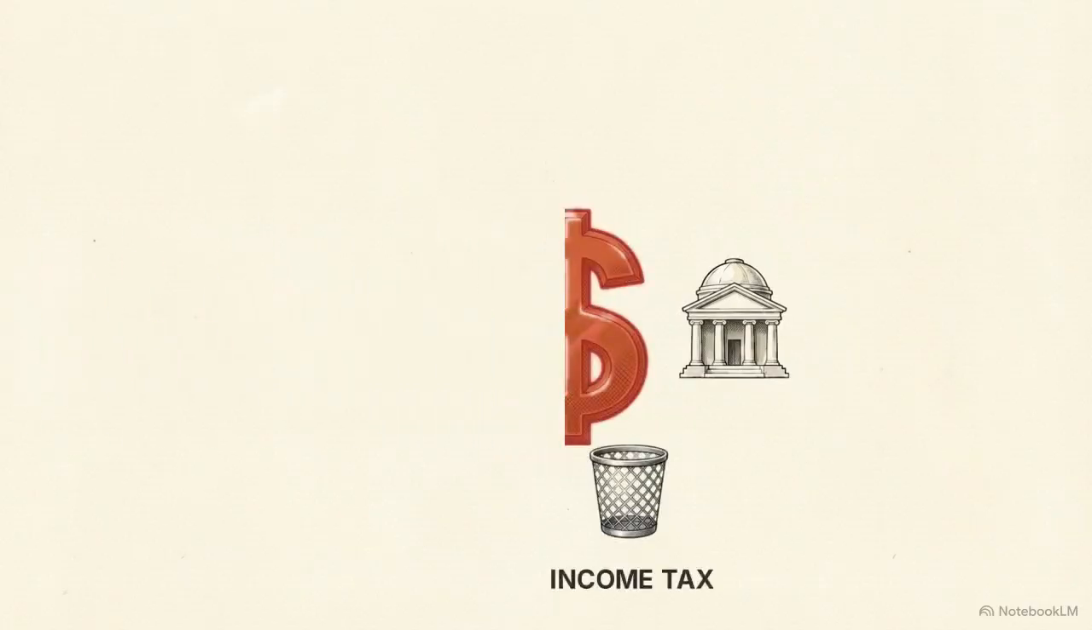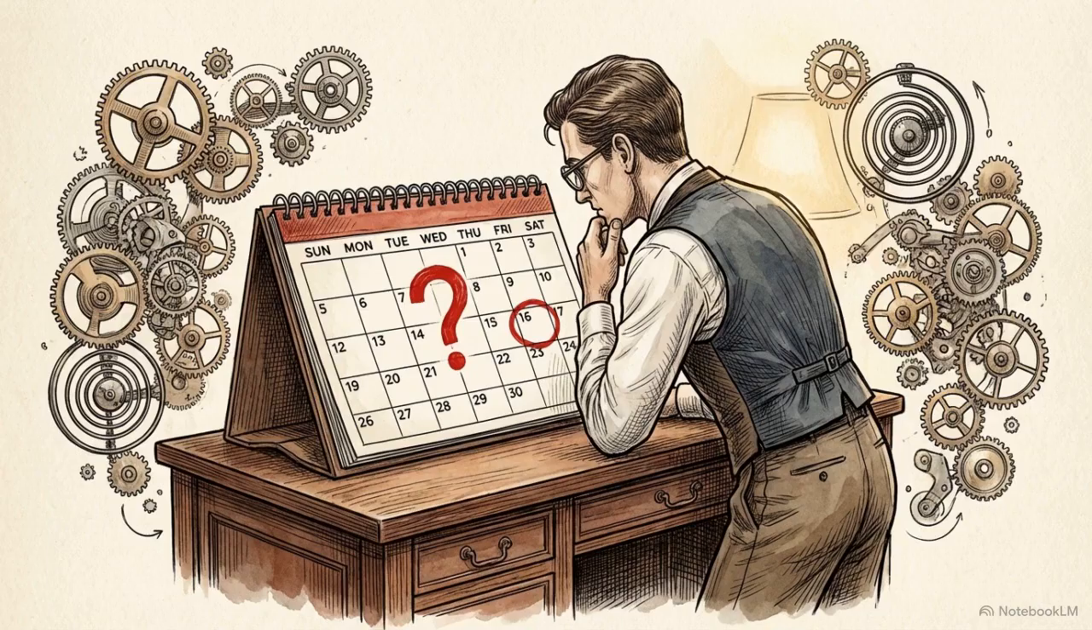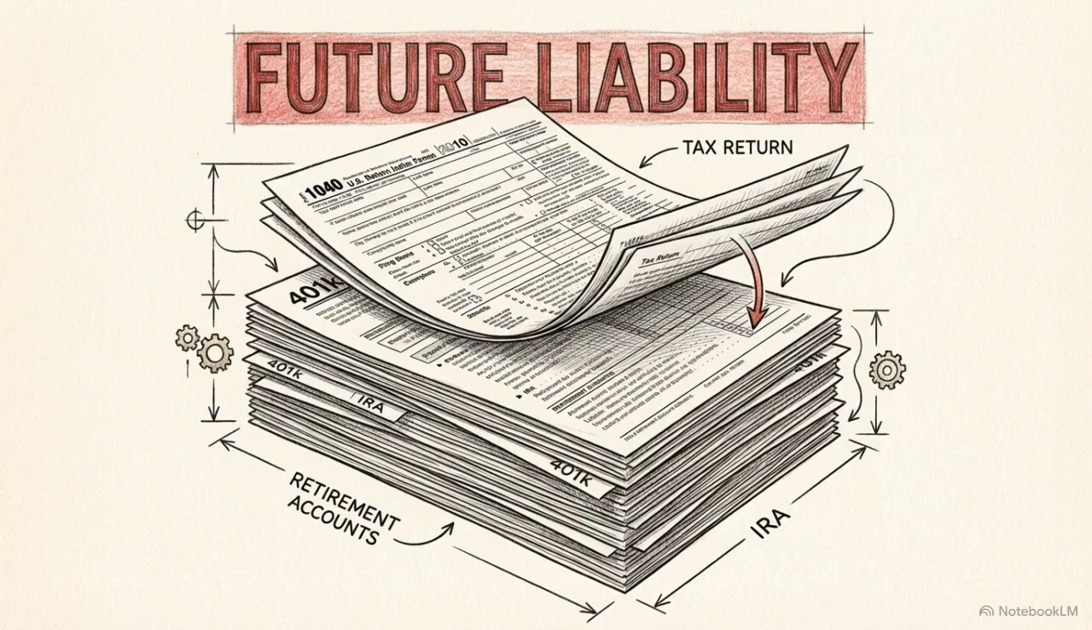When you withdraw a dollar, you pay ordinary income tax on it. You are delaying the tax calculation to a future date, betting that your tax bracket will be lower in retirement. If brackets rise, or your accumulated wealth forces you into a higher tier, you create a massive future tax burden.